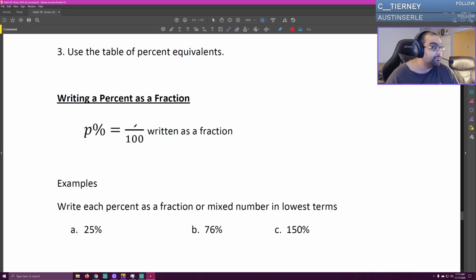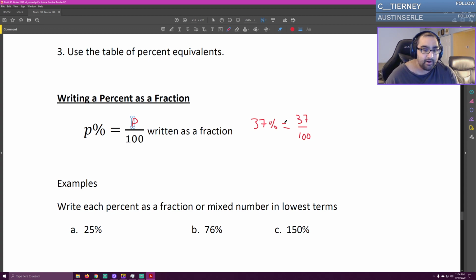Well, it's pretty simple. If you have a percent, basically you can write it as p over 100. Okay, so if we had, say, 37%, for example, then we could write this as 37 over 100. Now, it's not hard to figure out, of course, you get 37 over 100.